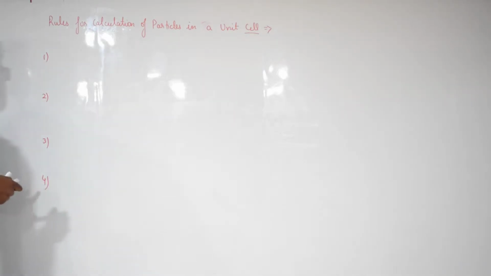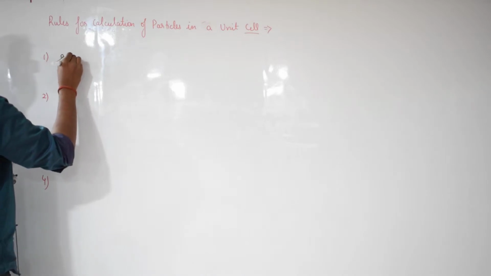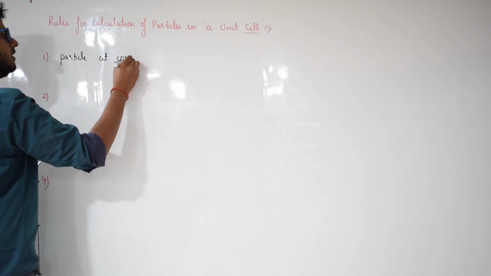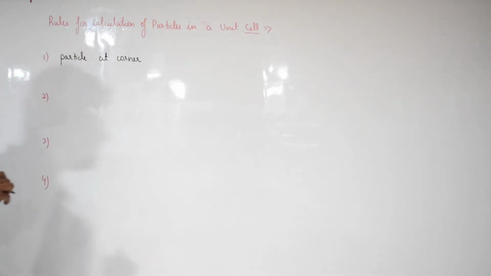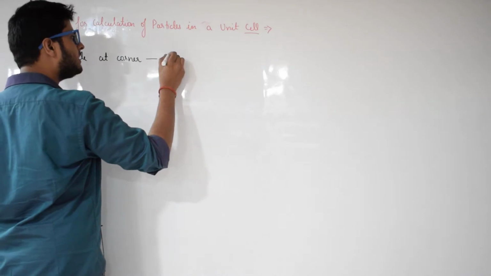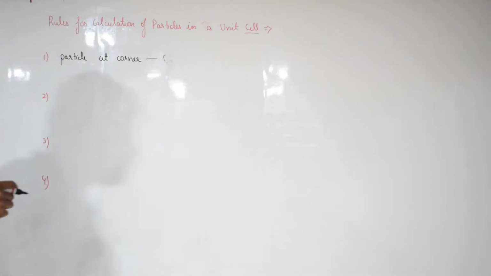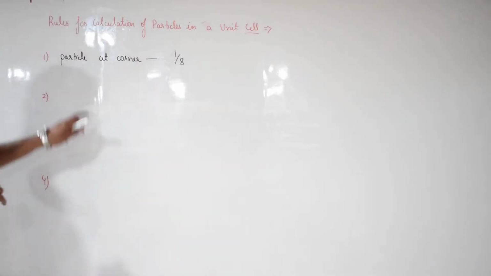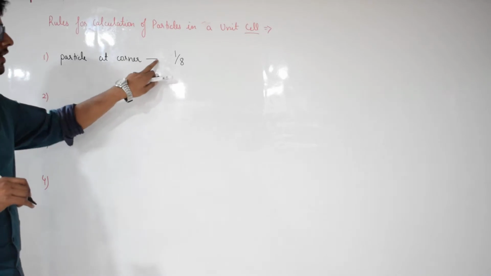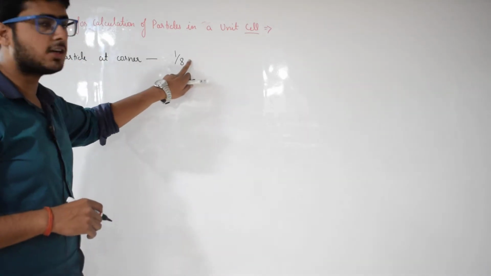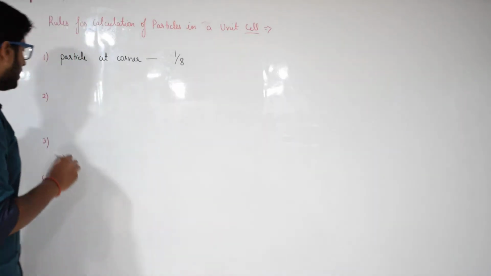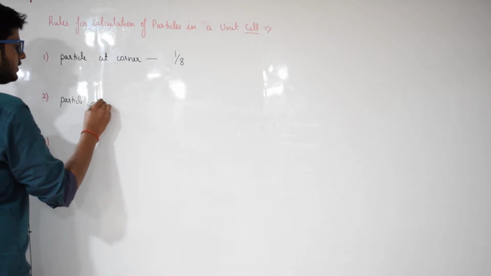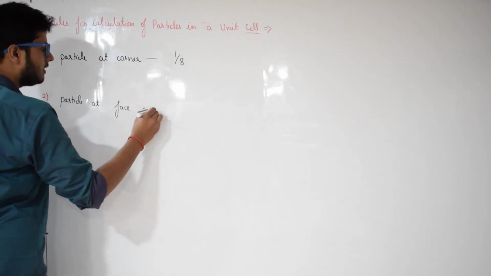The first rule states that if the particle is present at the corner, then it is shared by 8 particles, and hence its contribution is 1 by 8.